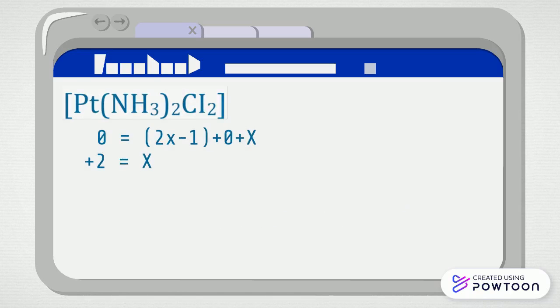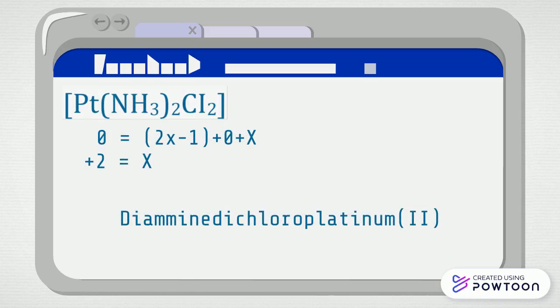The ligands are named in alphabetical order, therefore, ammine is named first, followed by chloro. Since there are 2 ammine and 2 chloro, that means the name will start with diammine, dichloro. The metal atom in this case has an oxidation number of 2, and since the complex is a neutral one, the name platinum will remain. So the name of this complex is diamminedichloroplatinum(II).